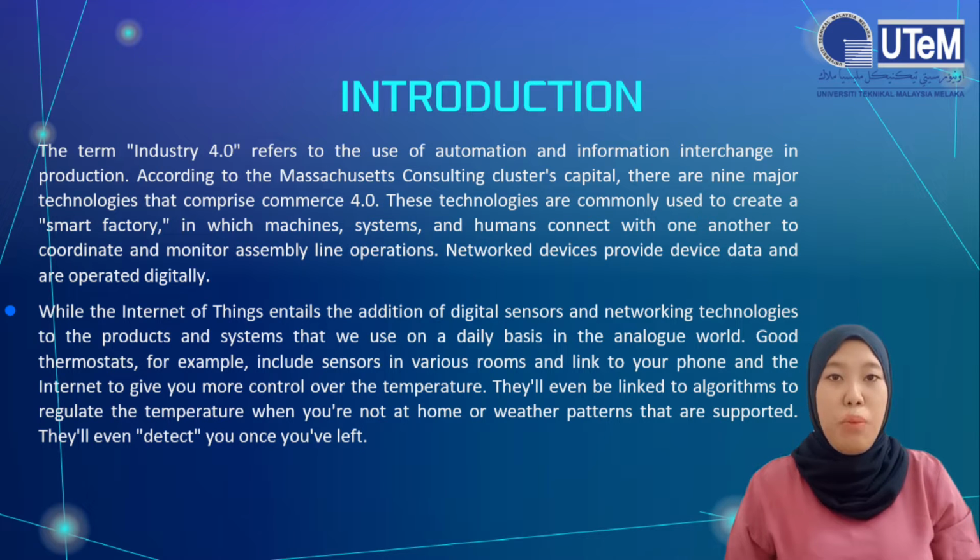Network devices provide device data and are operated digitally, while the Internet of Things entails the addition of digital sensors and networking technologies to the products and systems that we use on a daily basis in the analog world. Smart thermostats, for example, include sensors in various rooms linked to your phone and the Internet to give you more control over the temperature. There are even linked algorithms to regulate the temperature when you're not at home or when weather patterns change. They'll even detect once you have left the home.